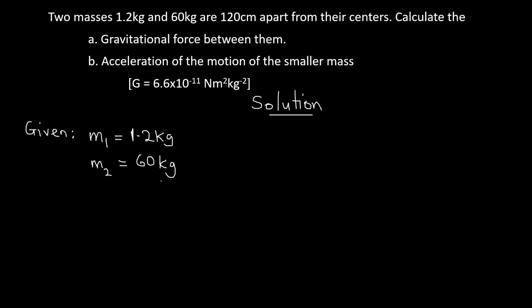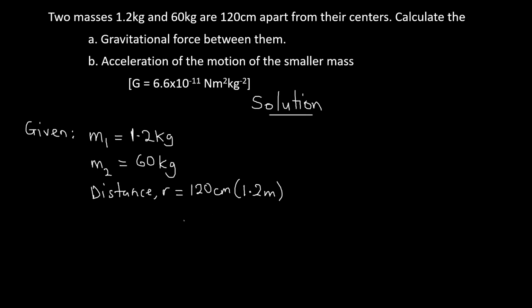Then we also have the distance between the two objects, which we represent by r. When this 120 centimeters is converted to meters, we have 1.2 meters. It is important for us to convert it to meters because the unit of the universal gravitational constant is Newton meter squared per kilogram squared. So we actually need the distance to be in meters. These are the parameters that we have been given from the question.